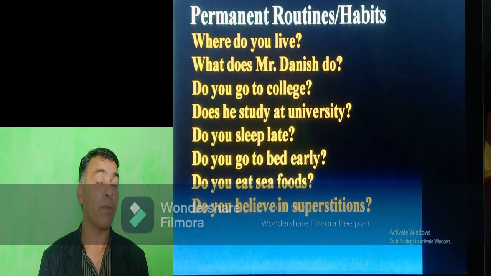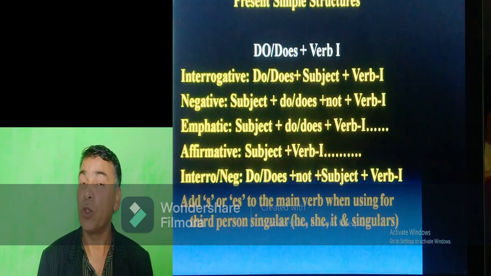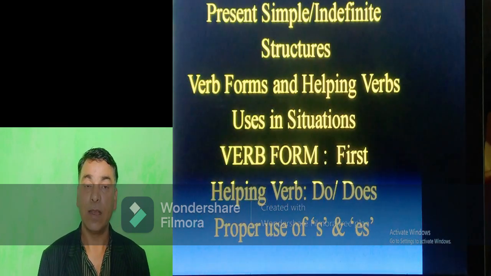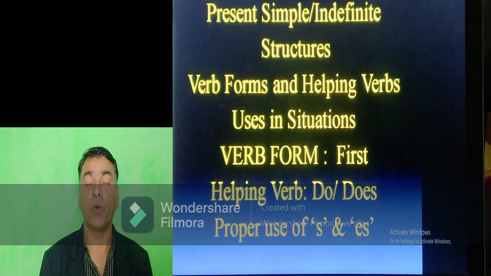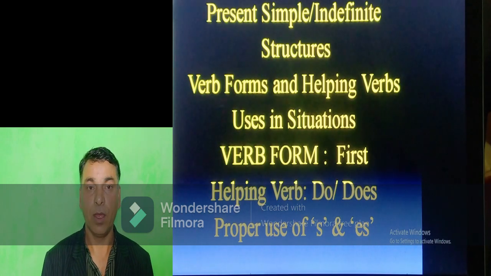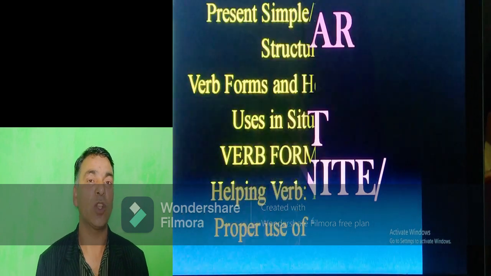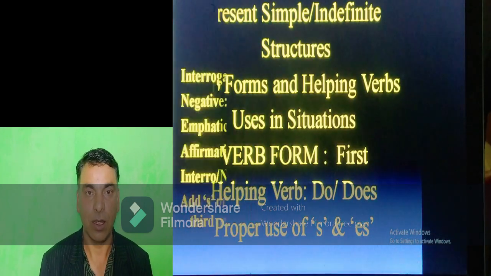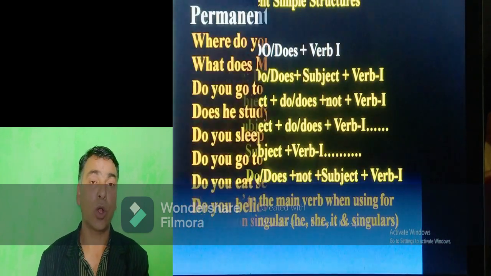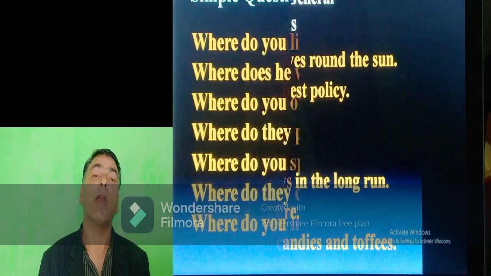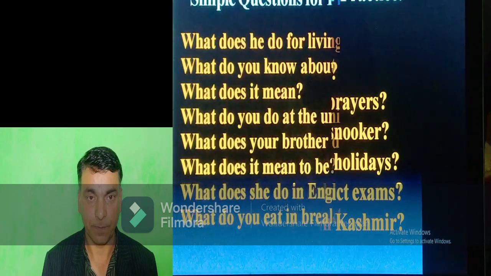And using present simple means using do or does, or the first form of the verb, the root form of the verb. And in case it's for the affirmative, for third person singular, you add s or es to it. Now, these are two uses I talked about. I talked about permanent routines, and then I talked about day-to-day habits.